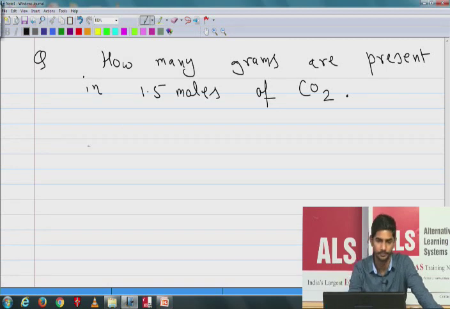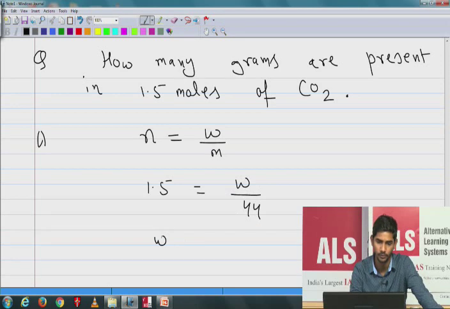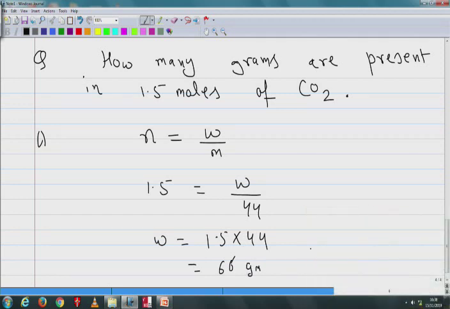Okay, let's check out. We just need to use this formula, W by M. Moles are given as 1.5 and molar mass, I guess you have calculated, should be 44. So when you multiply it, you will get 66 grams. Okay. Clear, Itanagar? Any doubt?